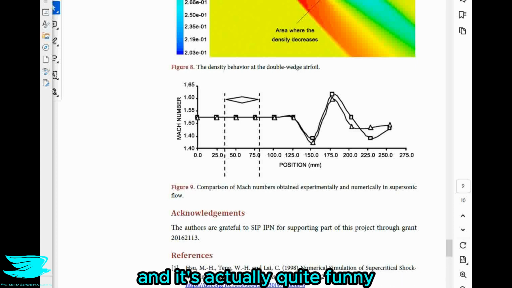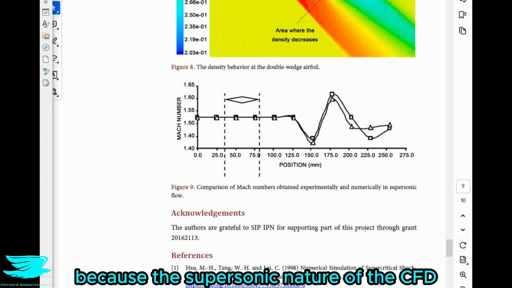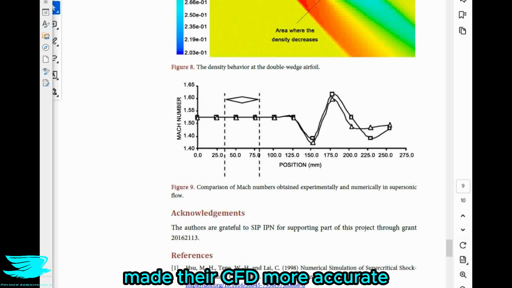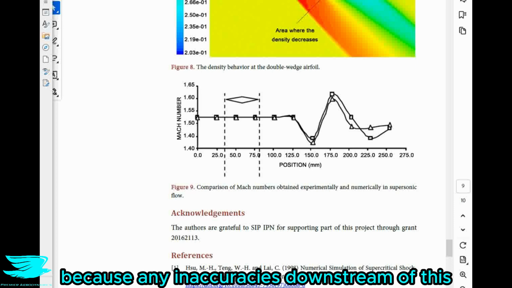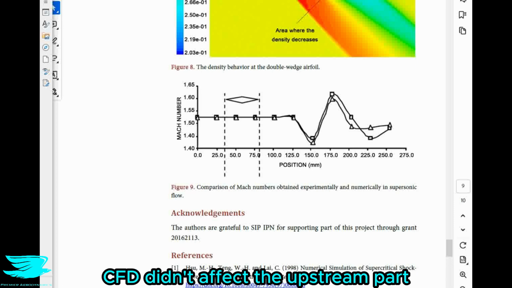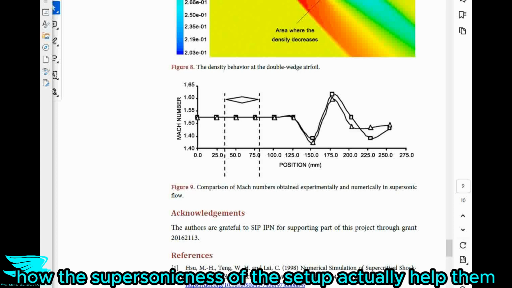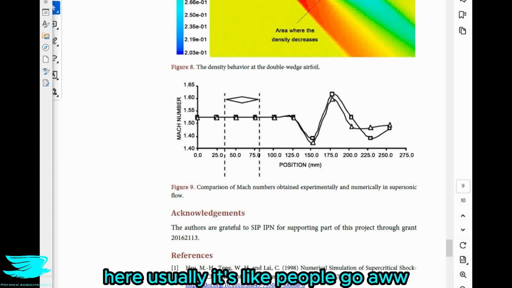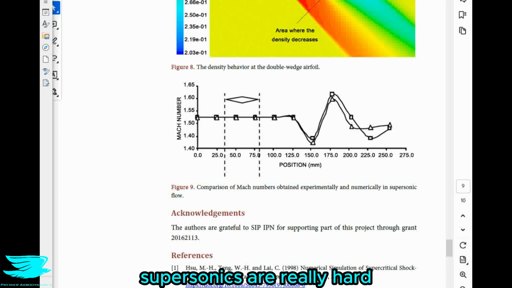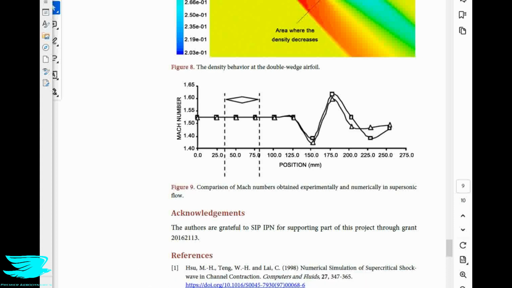And it's actually quite funny because the supersonic nature of the flow made their CFD more accurate, because any inaccuracies downstream of the airfoil didn't affect the upstream part. So the upstream part was insulated, hence how the supersonic setup actually helped them here. Usually people go, oh, supersonics are really hard, but here it's actually helping them.